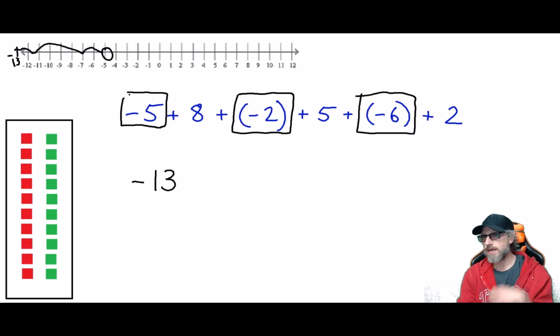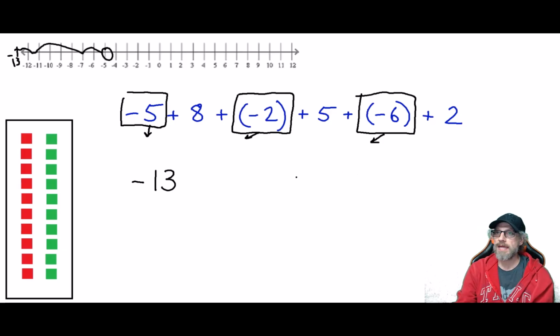Or with visual aids, they're all red units. 5 reds, 2 reds, 6 reds, gives us a total of 13 reds. So we're taking advantage of the fact that we can add in any order, and we're going to grab all the negatives. And then with that on hold, let's put together all the positives.